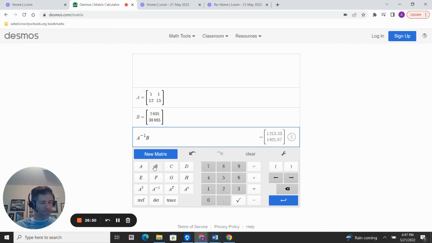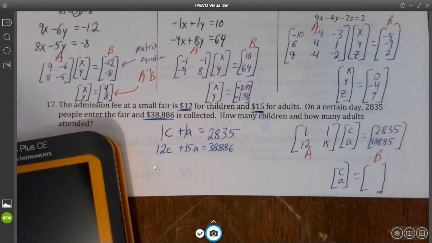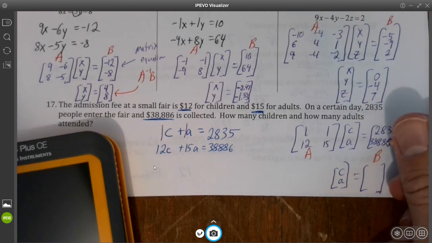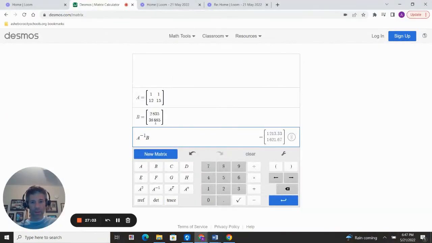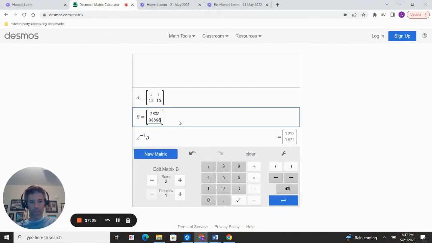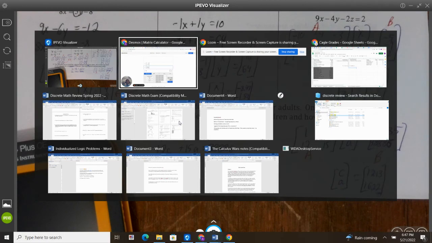Oh, I know exactly what the problem is. My bad. Sorry. That's 38886. I was going to say we can't have decimals when it comes to people. 38886, not 38885. Problem solved. There were 1,213 children, 1,622 adults. There they are right there. That's it.